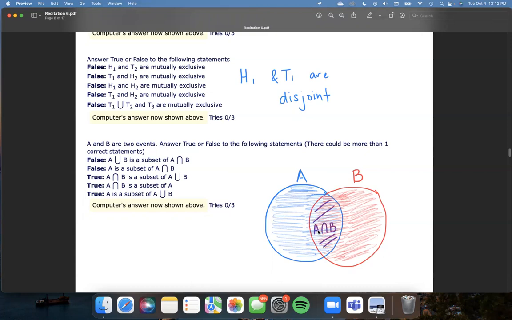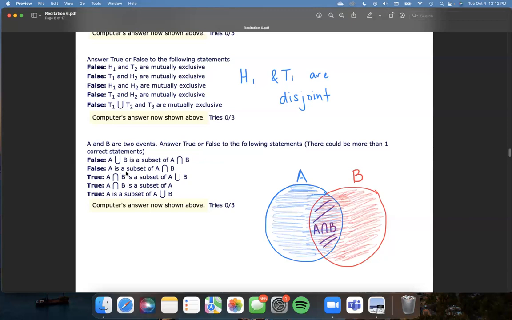What's true would be that A intersect B is a subset of this bigger part of the blue and the red, which is here. A intersect B is a subset of A union B. So that's what's true. This first statement here is false.